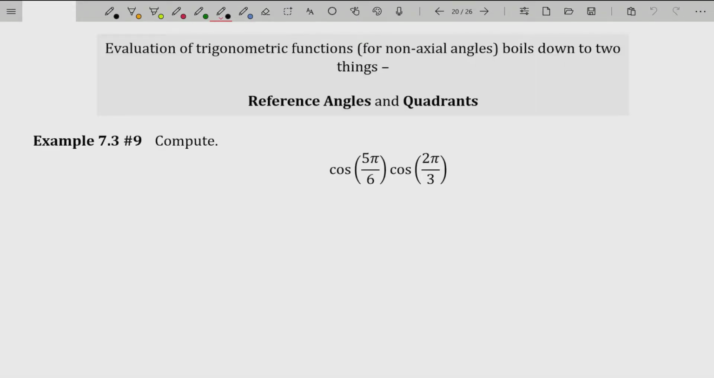Again, reference angles and quadrants. That's what trig is all about. Compute this product. So now we're dealing with something different. They didn't say, what's the cosine or sine or tangent of 5 pi over 6? Instead, they're asking, what's this product? Cosine of 5 pi over 6 times the cosine of 2 pi over 3.